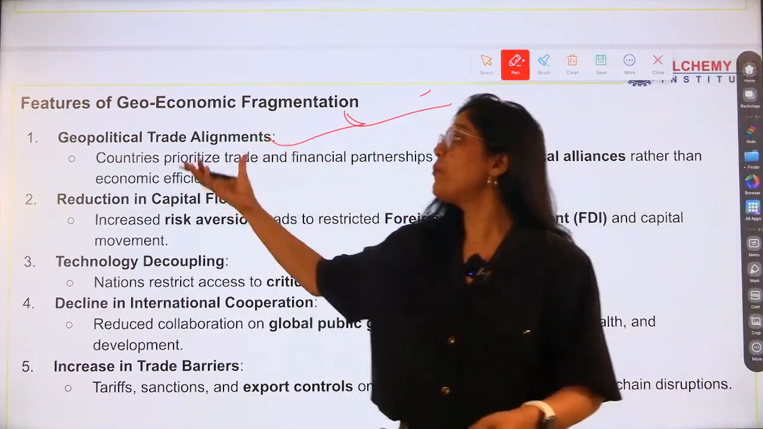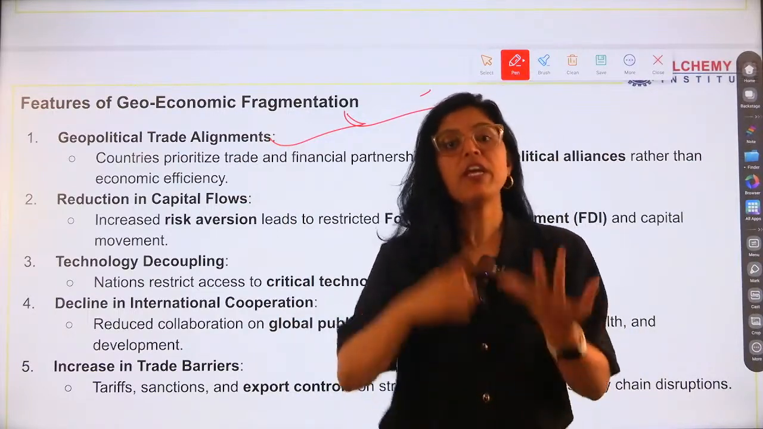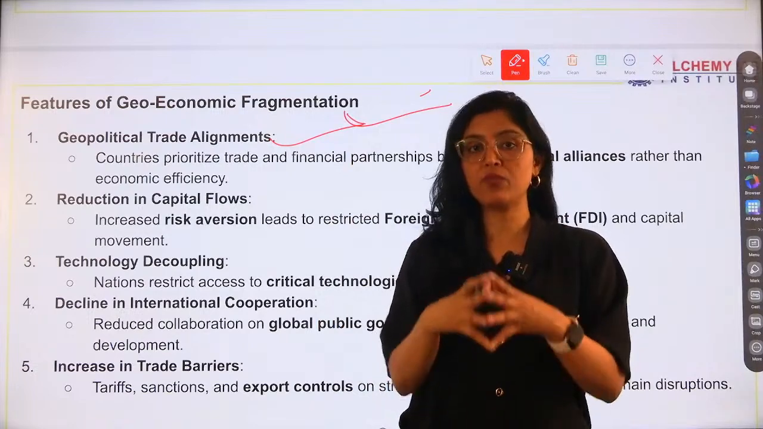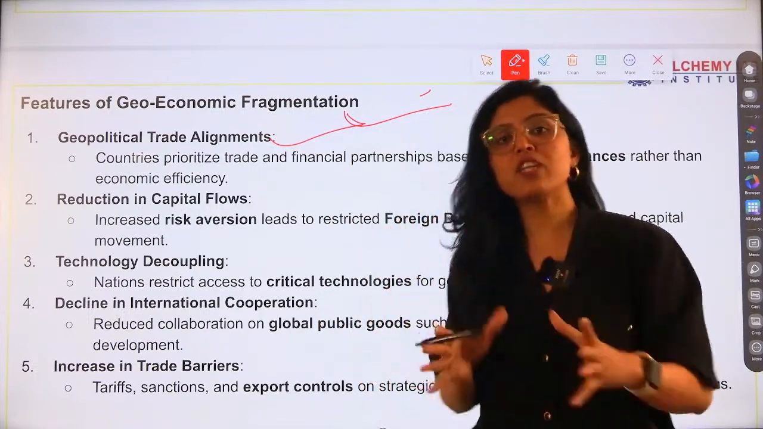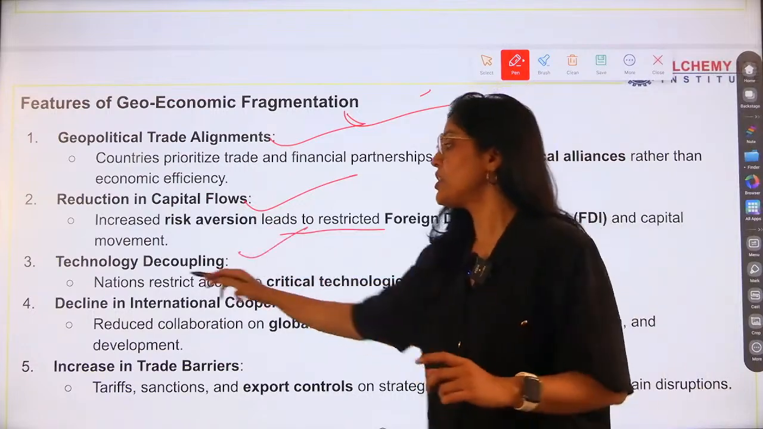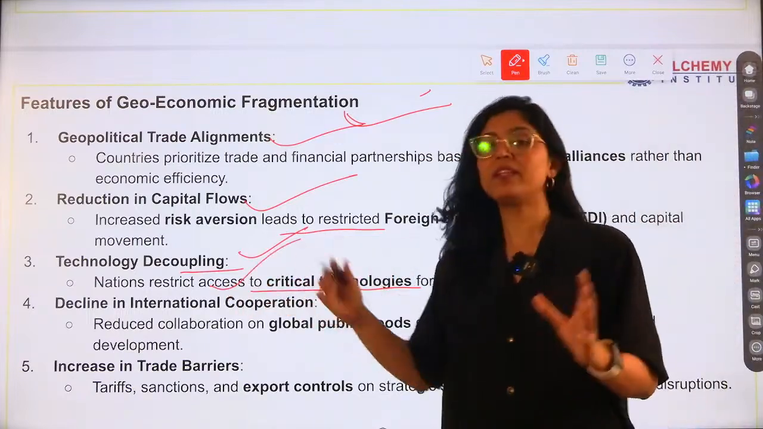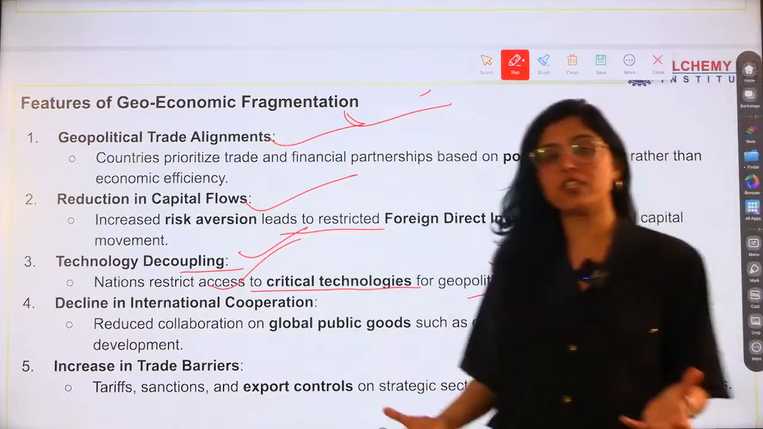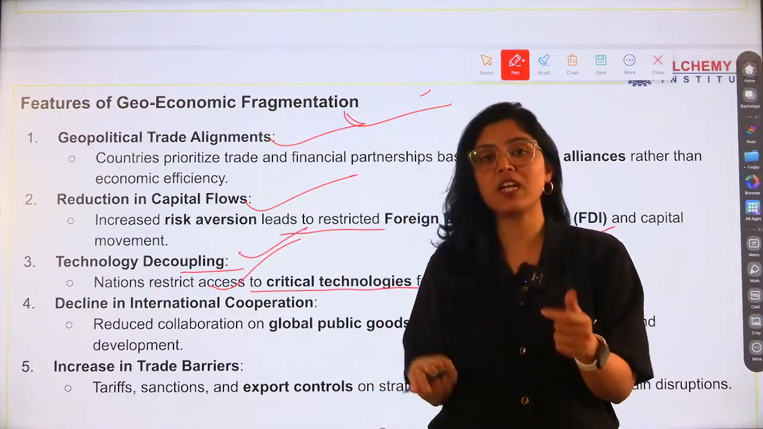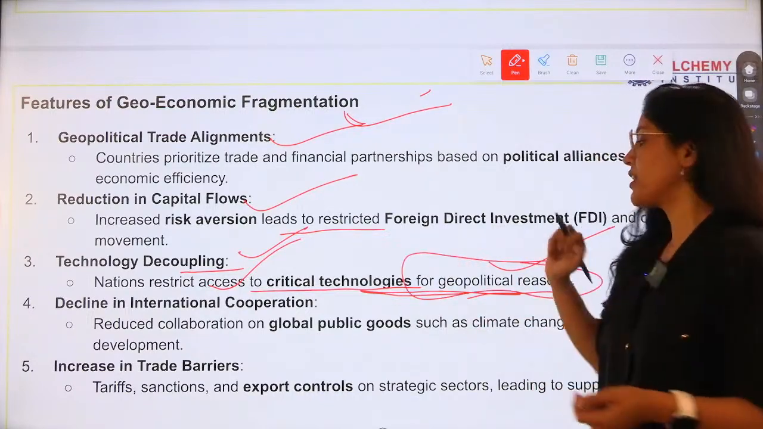Features are, geopolitical trade alignments will be there. See, it is happening because of geopolitical and strategic motives. So obviously the result is geopolitical trade alignments, which will be restricting economies to a regional level. Next is reduction in capital flows. Third is technology decoupling. This will also be decoupling critical technology. So restricted access will be there, only to a few nations, like China. If China wants to give very limited access to different countries, it will give limited access, and others might not utilize this, right? So this is for geopolitical reasons.